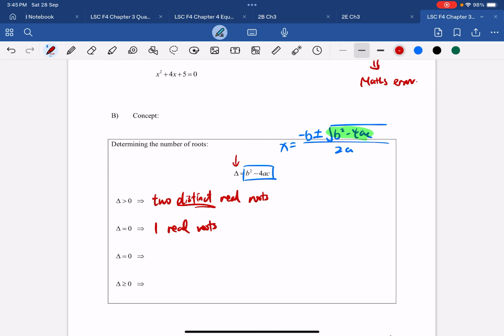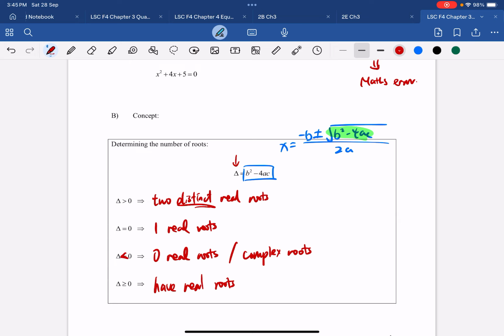And this one is a typo. If delta is smaller than 0, then it has 0 real roots, or you can say the roots are complex roots, which means the roots are complex numbers, those with i, like the one we learned in the last chapter. And when delta is greater than or equal to 0, it means the equation has real roots, but we don't know whether there is one real root or two distinct real roots.